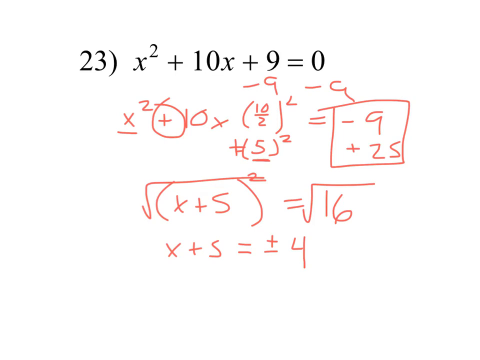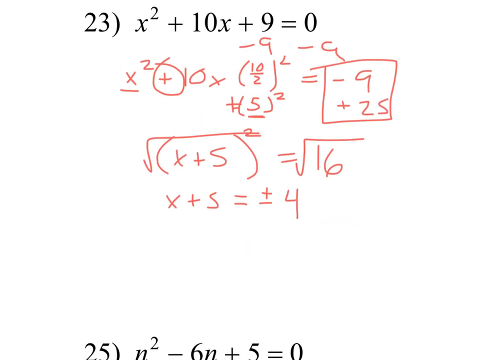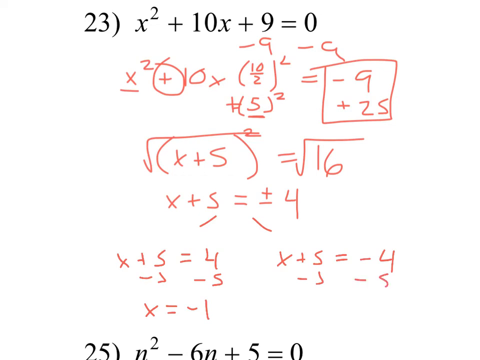You subtract 5. So we have to make this into two separate equations since we have two numbers over here. So we have x plus 5 is equal to a positive 4 and x plus 5 is equal to a negative 4. And this is when we subtract the 5. So we get x is equal to 4 minus 5, negative 1, and x is equal to negative 9. Awesome.